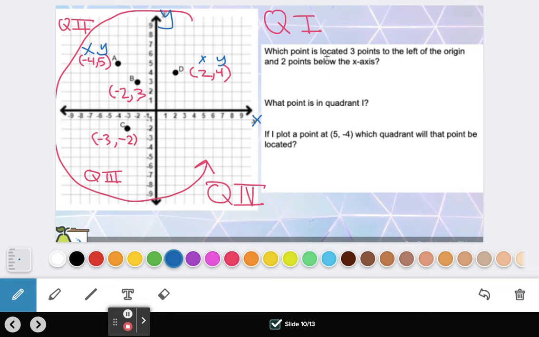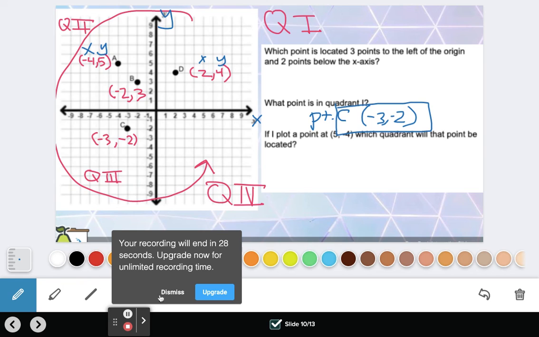So it says which point is located 3 points to the left of the origin, okay? So again, 3 points to the left of the origin. And then it says 2 points below the x-axis. Again, this is my x-axis, -1, -2. So this is going to be point C, and this is their coordinate point, -3, -2. Okay, so typically we don't see point C being written like this. Usually the only way we see it is like this.